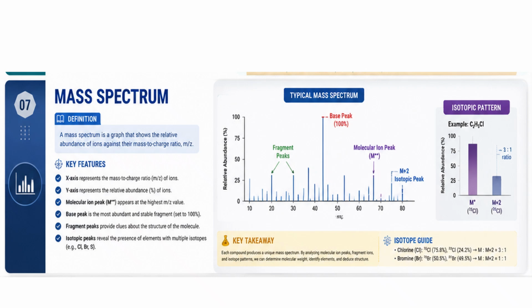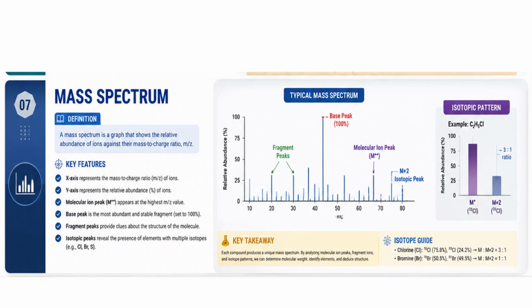The molecular ion peak, written as M plus dot, usually appears at the highest M/Z value and helps determine the molecular weight of the compound. Some compounds also show isotopic peaks. These peaks help identify elements that have multiple isotopes, such as chlorine, bromine, and sulfur. For example, chlorine shows an M and M plus 2 peak in about a 3:1 ratio, while bromine shows an M and M plus 2 peak in about a 1:1 ratio.